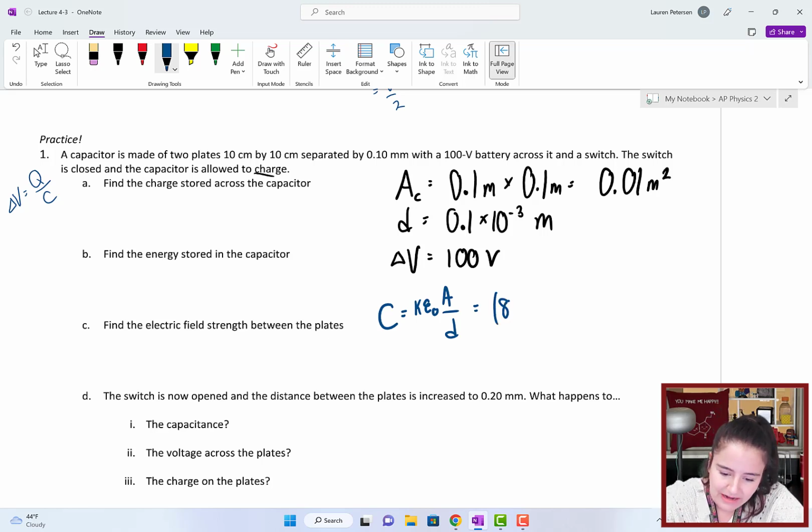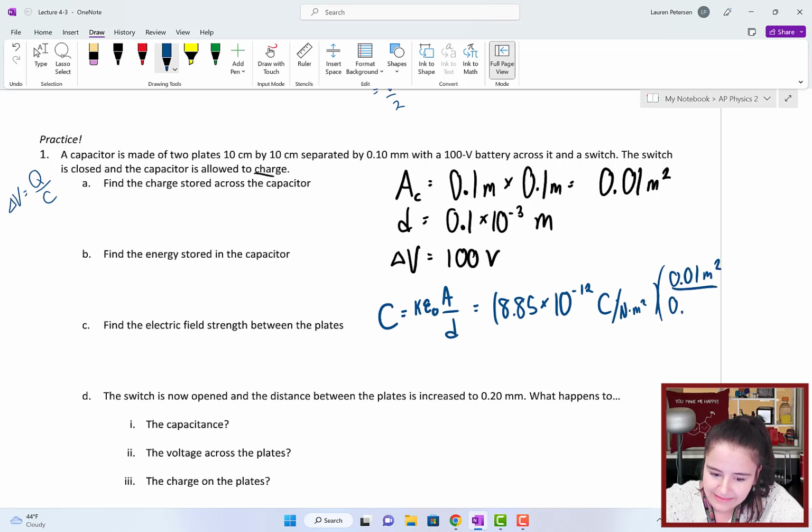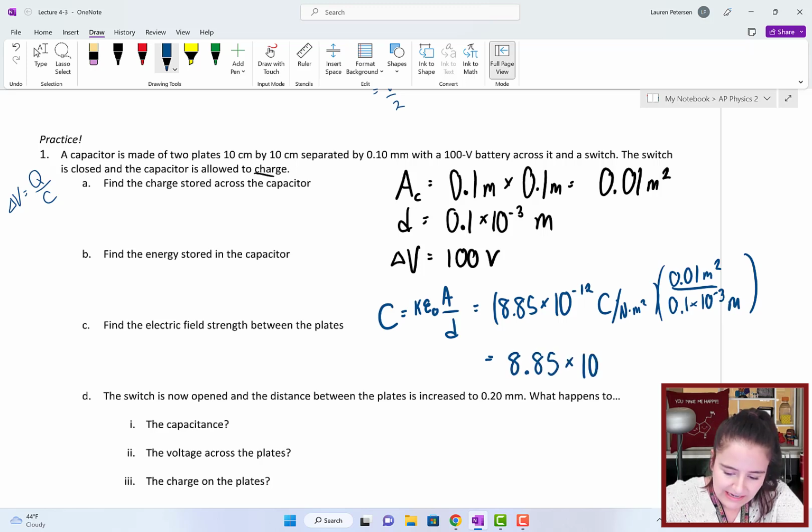So then we have epsilon naught, which is 8.85 times 10 to the negative 12 coulomb per newton meter squared. Okay, and then the area of the capacitor, 0.01 meter squared, divided by that distance, 0.1 times 10 to the negative 3 meters. Okay, close that off, and we get a capacitance of 8.85 times 10 to the negative 10 farads.